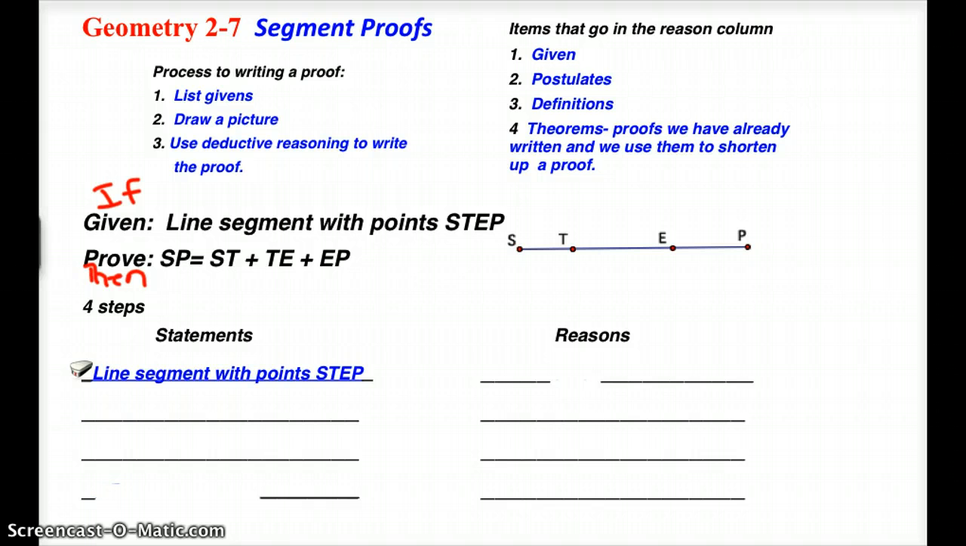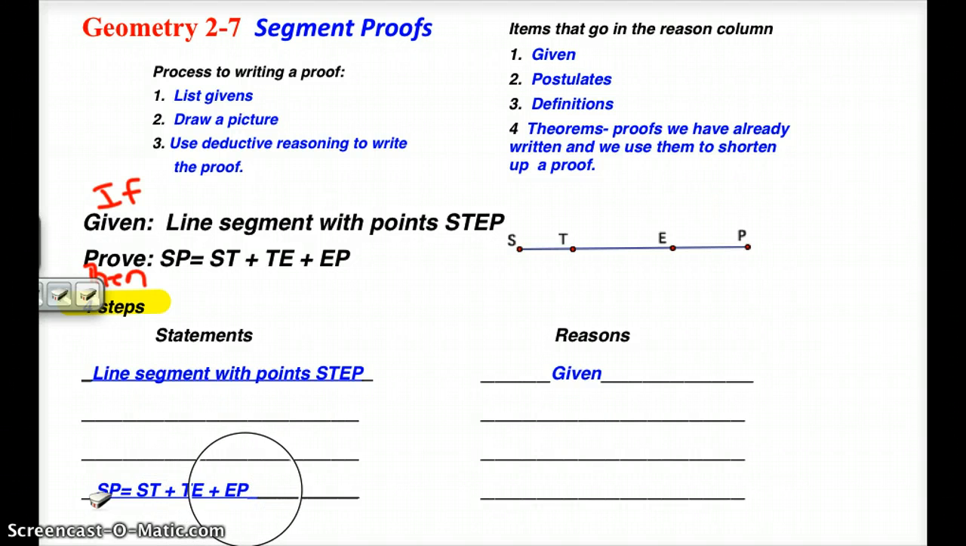So that's what I did here. Line segment with points S, T, E, P. How come I wrote that down? Because I was given it. The next thing I would do is go down to the bottom, and I usually will tell you how many steps it took me to write it. It took me 4 steps to write this one. So I would go down a ways and write what I want to say at the end: the proof part, SP equals ST plus TE plus EP. Do not write prove. Prove is not a reason.